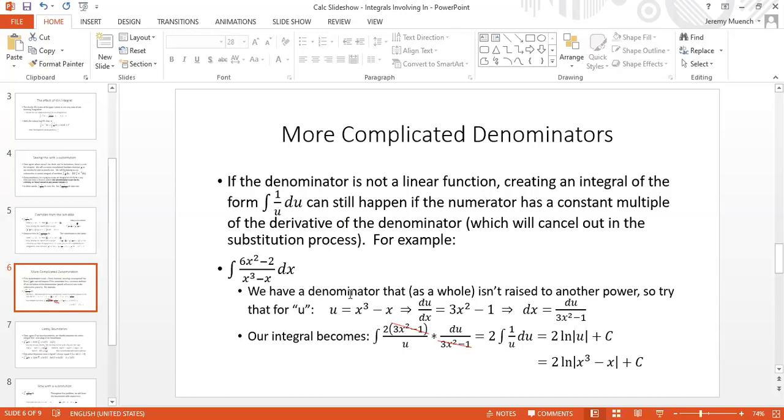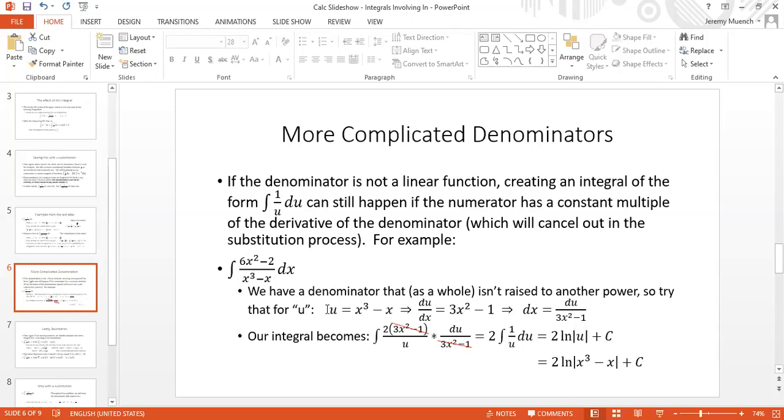So here, let's see what happens. Again, this is a prime candidate. The denominator is not raised to any additional power. It's just a denominator that needs to be resolved. The numerator is a constant multiple of the derivative of the denominator, so we're going to be in good shape.